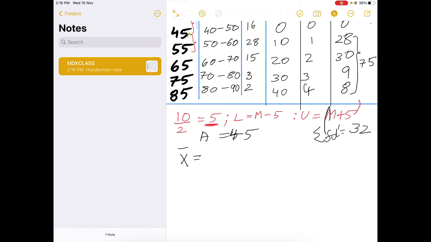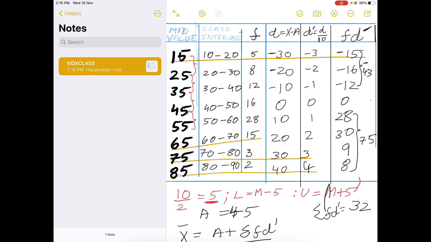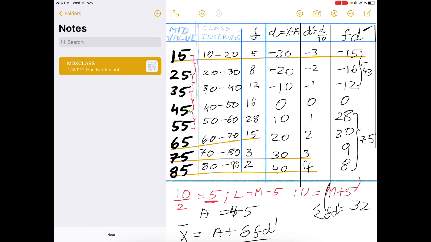Now we'll continue with the formula. Mean is equal to A plus sigma fd dash divided by n, multiplied by the class width. We have not yet calculated the n value. To calculate n, we'll add the frequencies. So this is 2 plus 3, 5, 5 plus 5, 10, 10 plus 18, 18 plus 6, 24, 24 plus 2, 26, 26 plus 8, 34, 34 plus 5, 39, 3, 3 plus 1, 4, 4 plus 2, 6, 6 plus 1, 7, 7 plus 1, 8, 89.